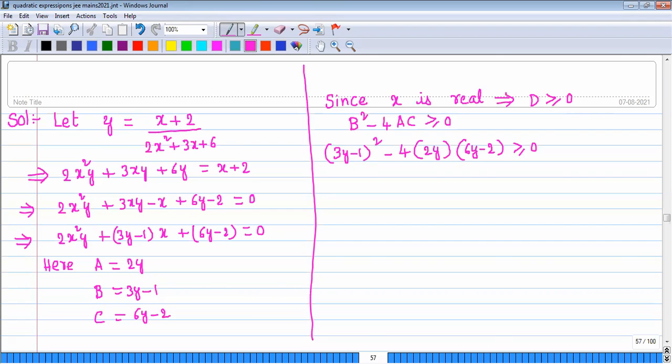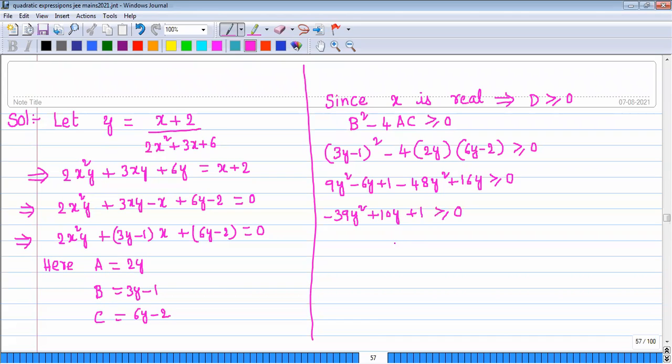So let us simplify also. 9y square minus 6y plus 1 minus 8y into 6y, minus 48y square. So minus 8y into minus 2, that is plus 16y, greater than or equal to 0. 48y square minus 48y square plus 9y square is minus 39y square, plus 16y minus 6y, plus 10y, plus 1 greater than or equal to 0.